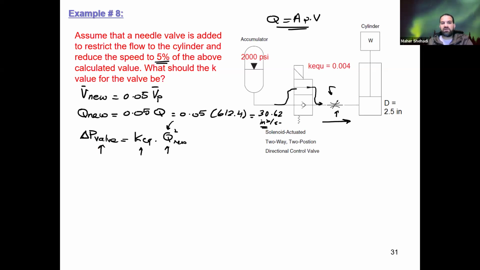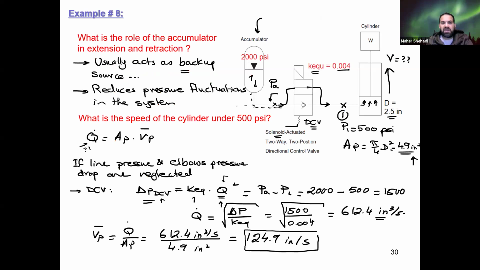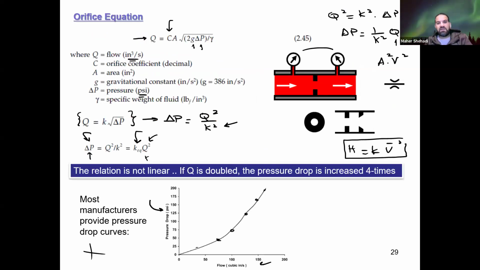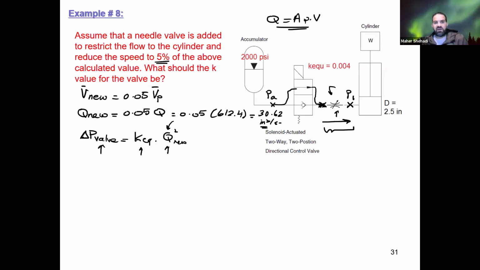Do you have any idea how we can find this delta P? This pressure is what we called P1. This one is what we called PA in the previous one. So now we have a new pressure right here at this point. If I can find that delta P, I can plug it there, find K equivalent, and then find K by using the relation between K and K equivalent. That's not a big deal. But the question is, what's that new pressure right here?